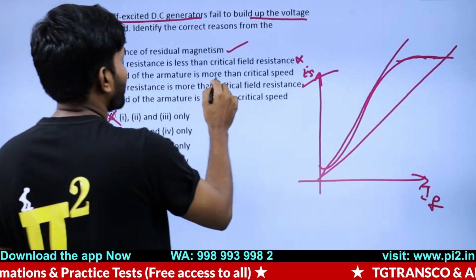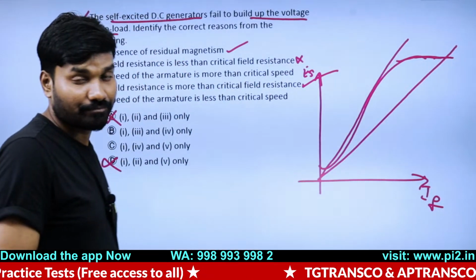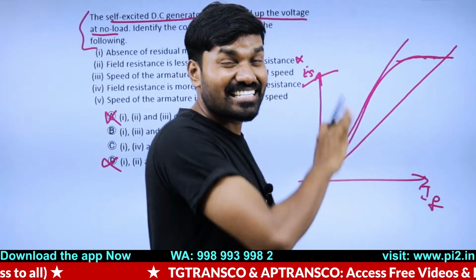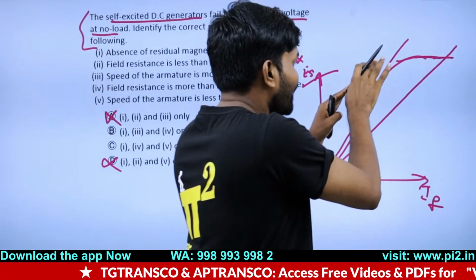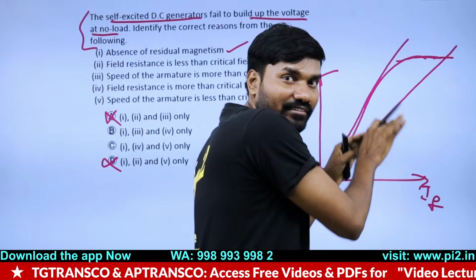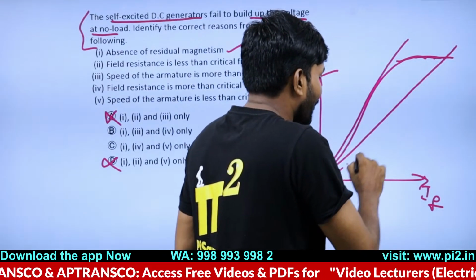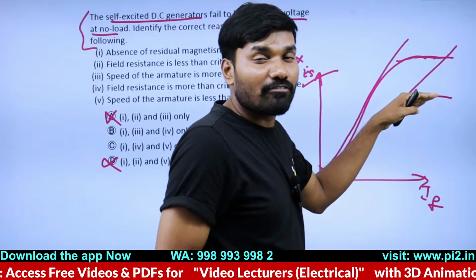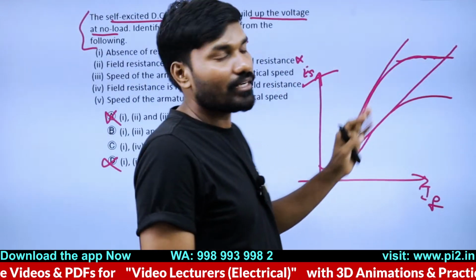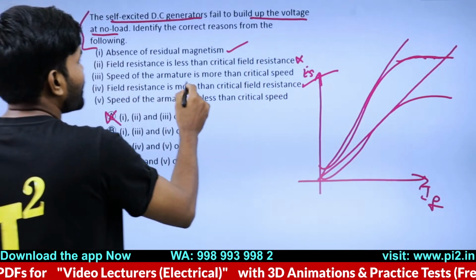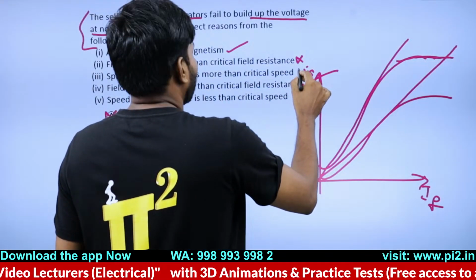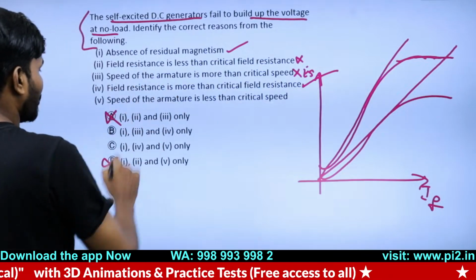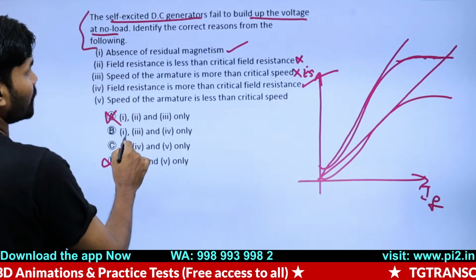Speed of the armature is more than the critical speed. If speed is more, it is good. If speed is less than critical speed, the EMF is less, this will come down. So you may get a curve like this. If speed falls below, it will not build up the voltage. Speed of the armature more than critical speed: no, this is wrong. In this case, it will build. Means option 3 is wrong. Option 3 is wrong.